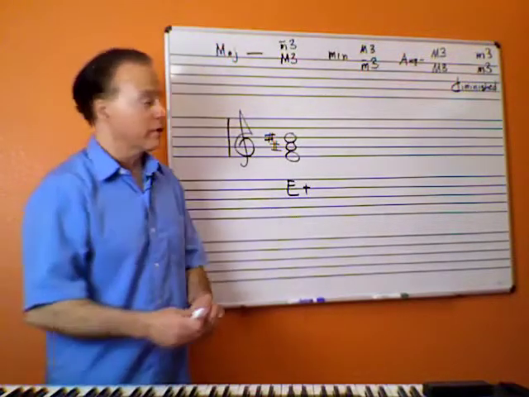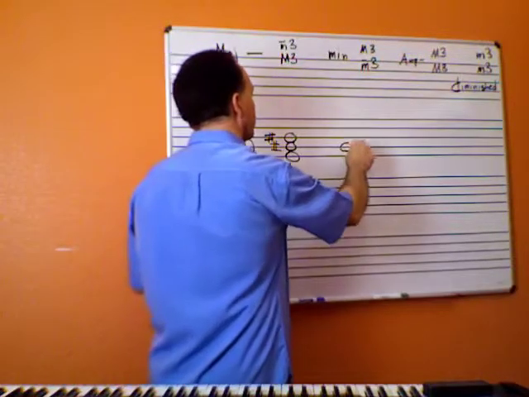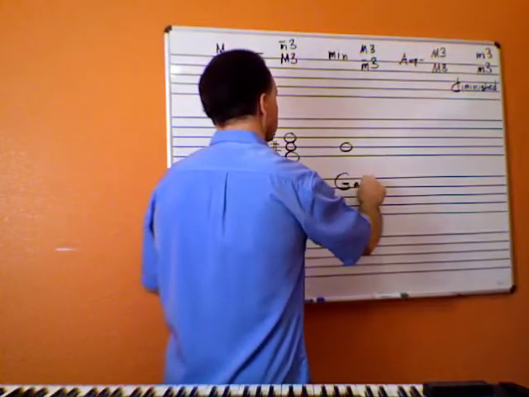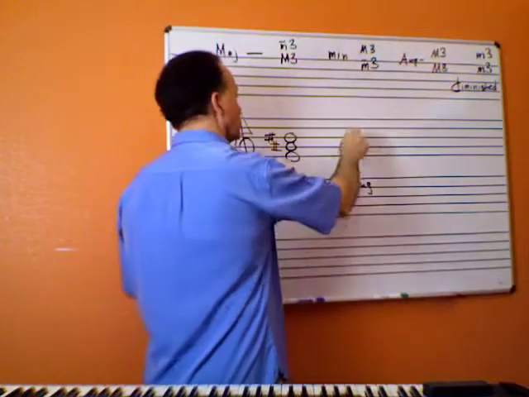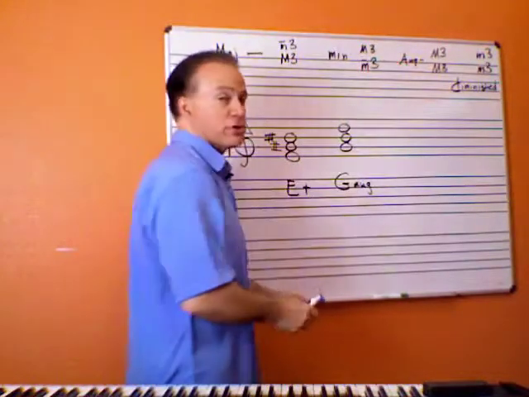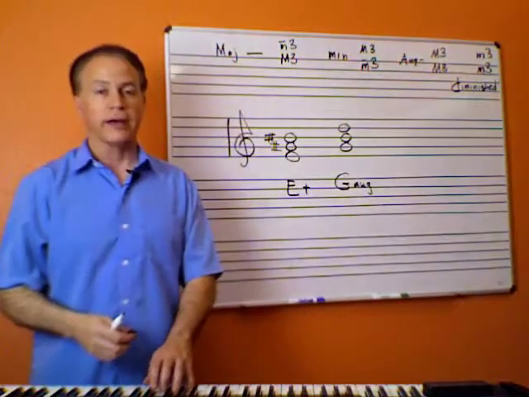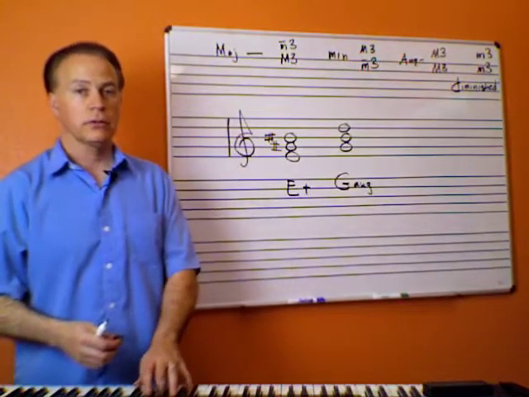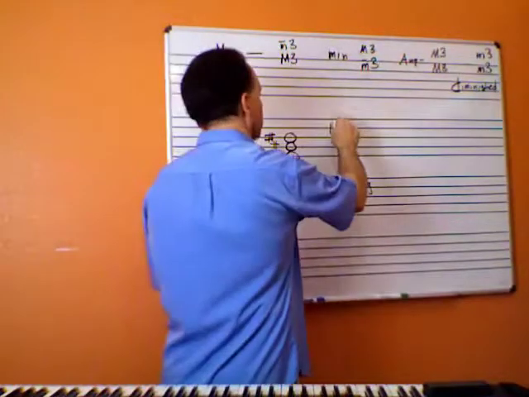And the second one we have there is G. G augmented triad. GBD is a G major triad, so by raising the 5th by a half step, it becomes a D sharp. That's G augmented.